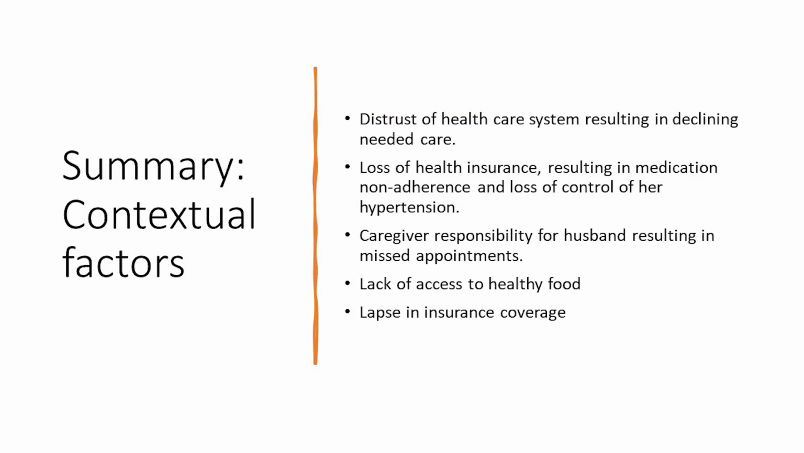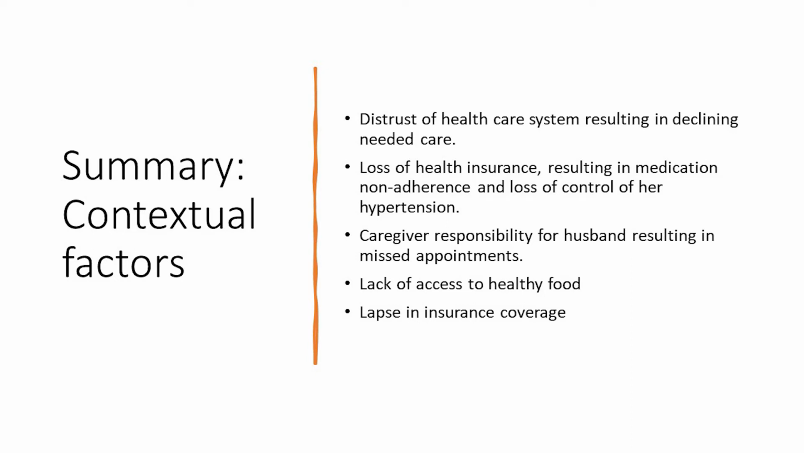So our coders would extract the following contextual factors from that narrative. First, that she has distrust of the healthcare system, resulting in declining needed care. Second, that she's experienced a loss of health insurance, resulting in medication non-adherence and loss of control of her hypertension. Third, that she has caregiver responsibility for her husband, resulting in missed appointments. And then additionally, a lack of access to healthy food and a lapse in insurance coverage.